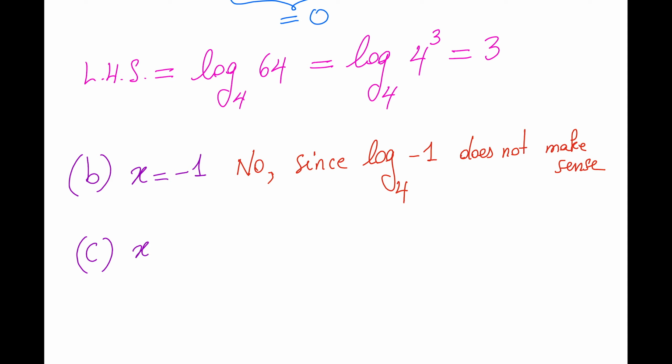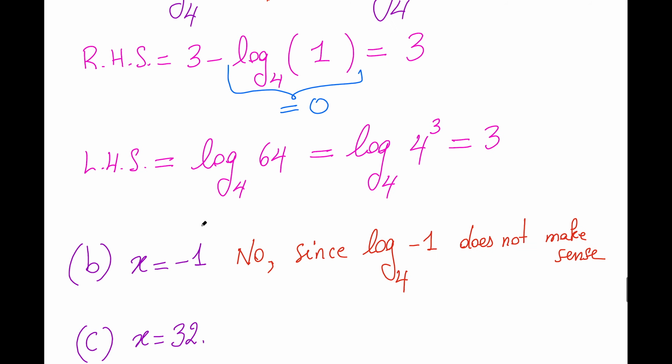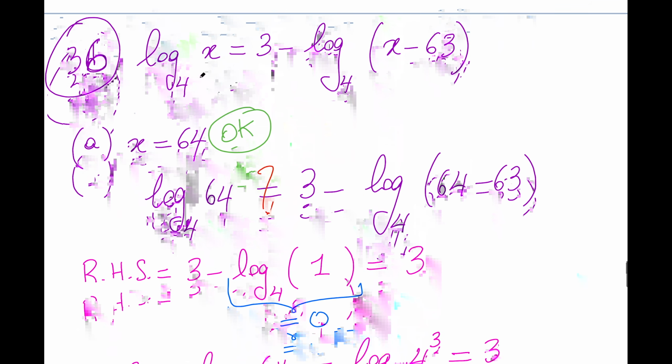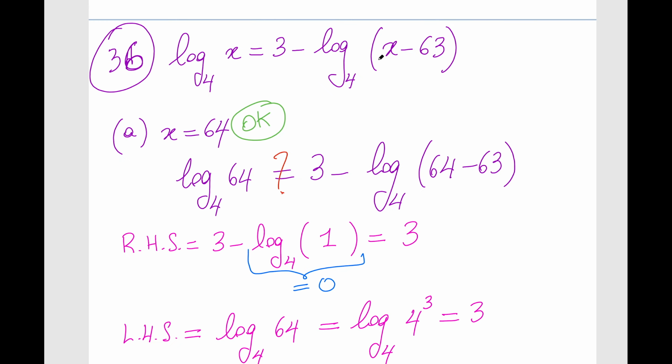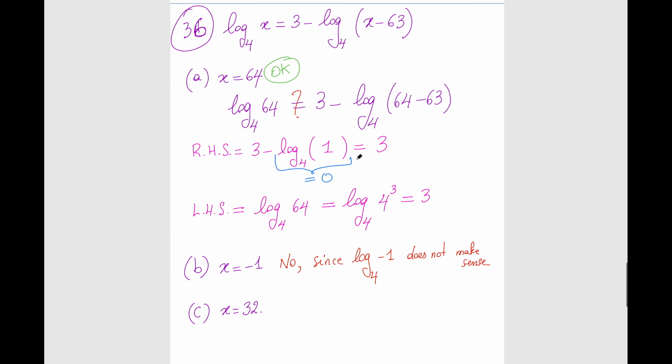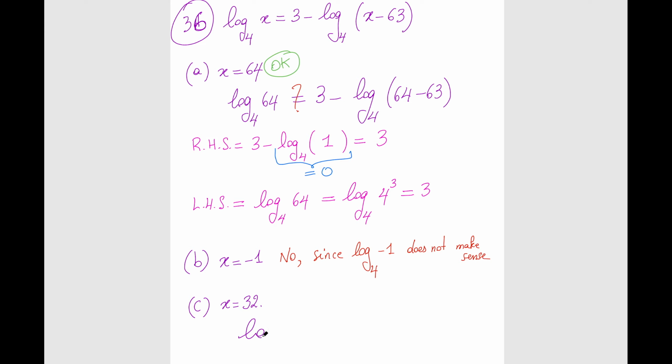Part C, now x is given to be 32. So I'm going to replace x by 32 here and x by 32 here. And the question becomes, is log base 4 of 32 the same thing as 3 minus log base 4 of 32 minus 63? Correct? This would be the question.